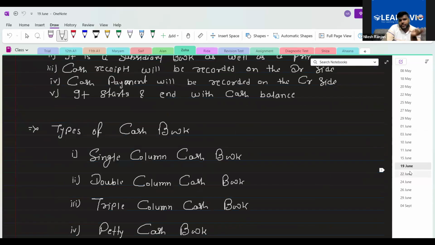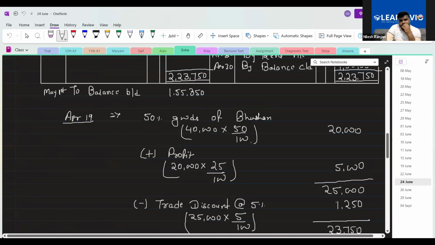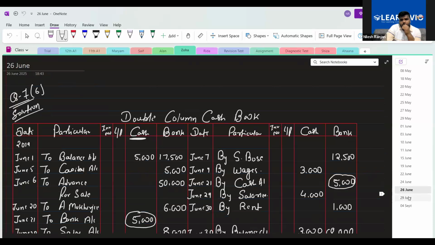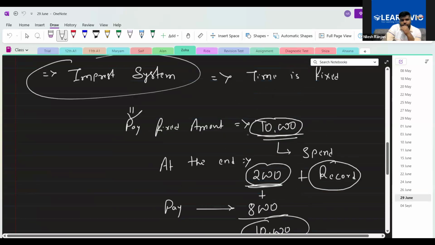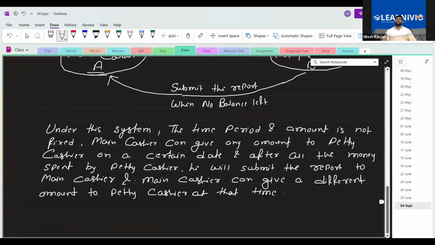So accounting equation, journal, ledger, and then cash book: simple column, double column, and also triple column. Okay, please write this. Okay.